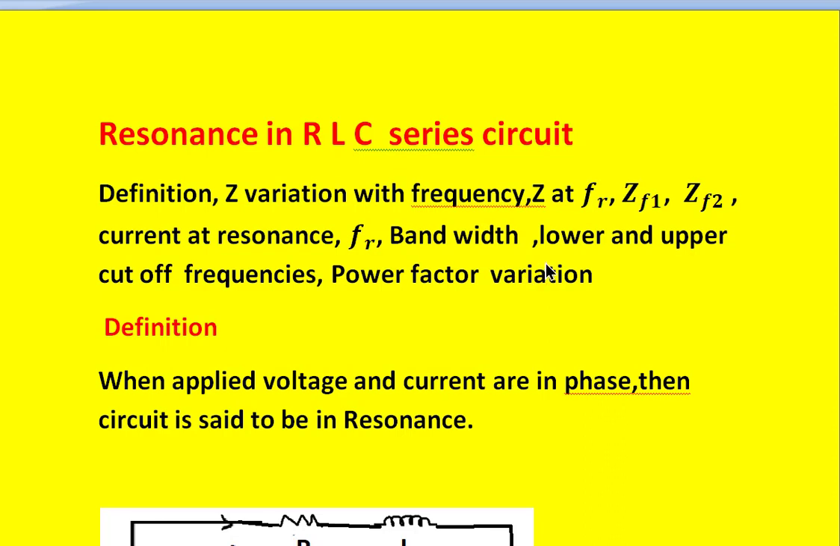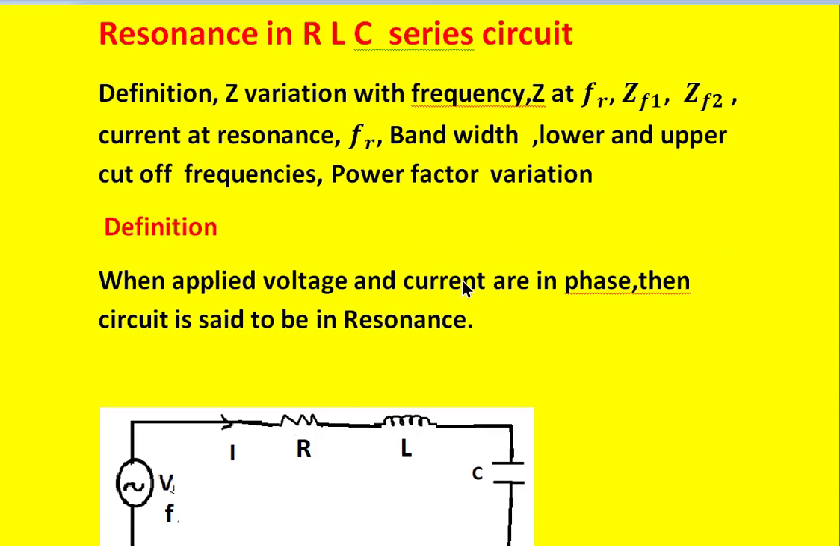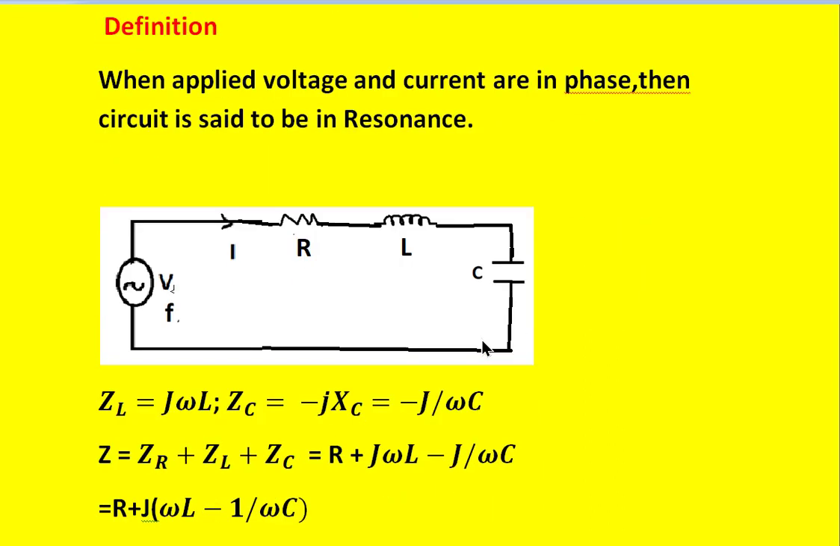Let me consider first the definition of resonance. When the applied voltage and current are in phase, then the circuit is said to be in resonance. Let us consider resistance, inductance, and capacitance connected in series with the AC voltage V, whose frequency can be varied.